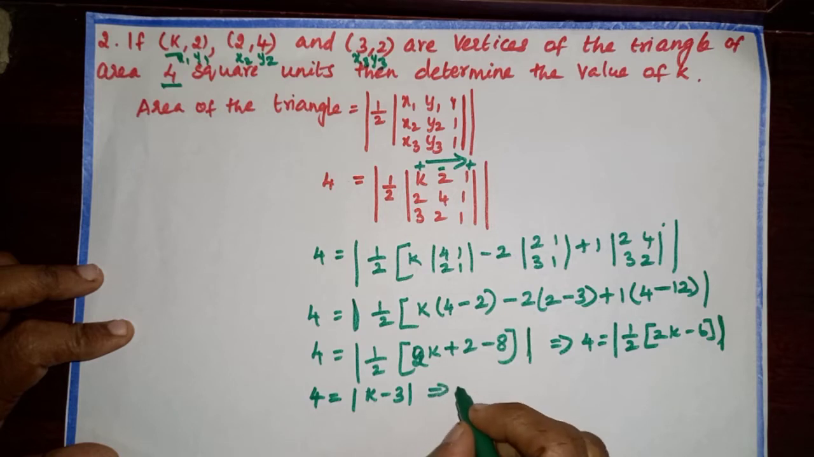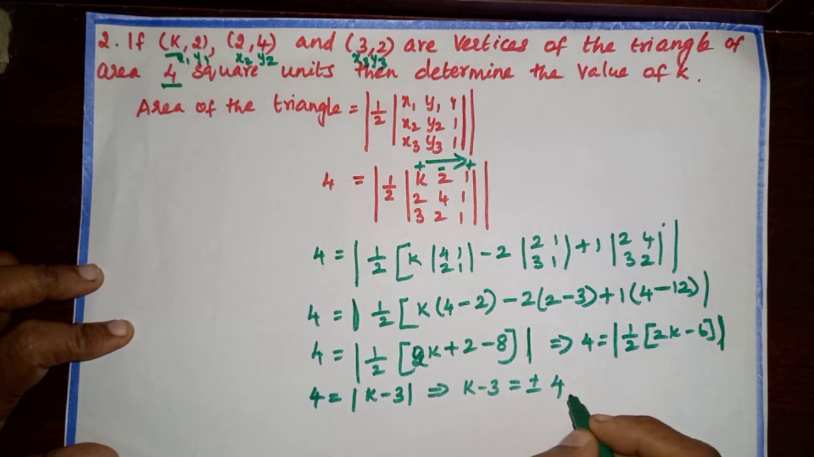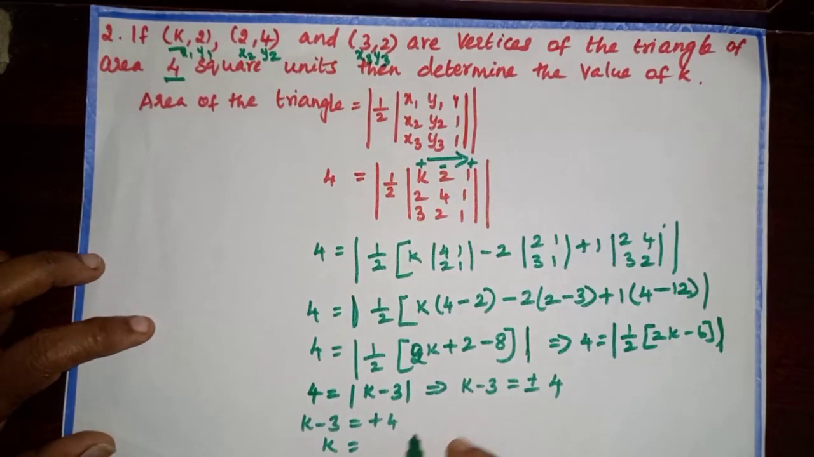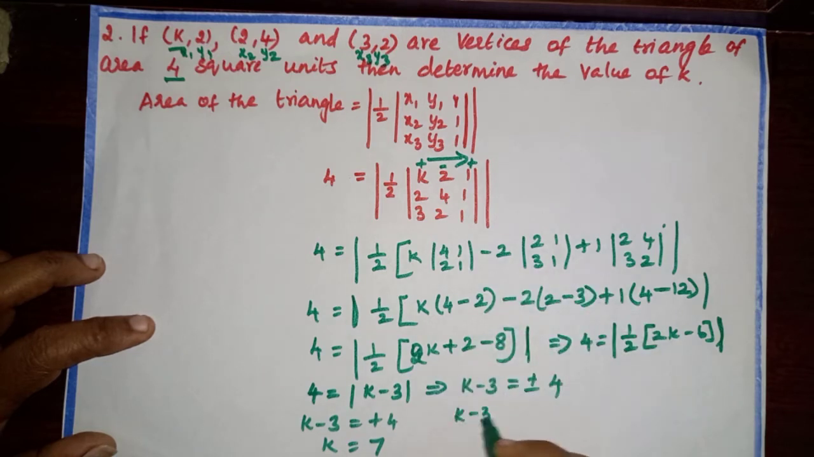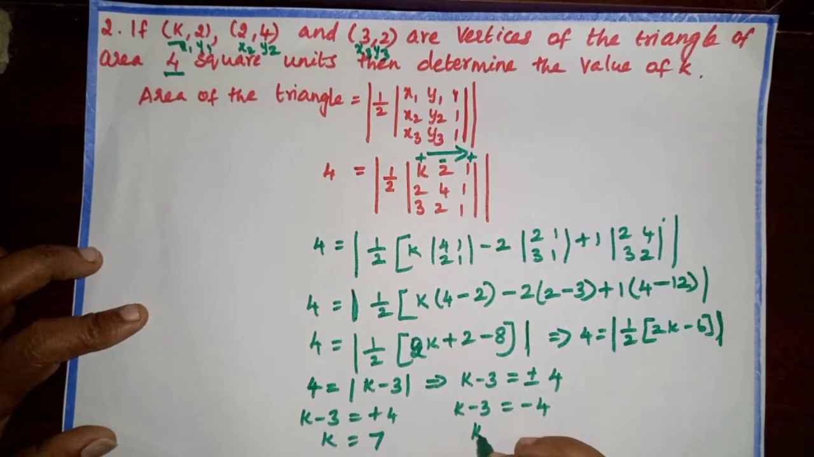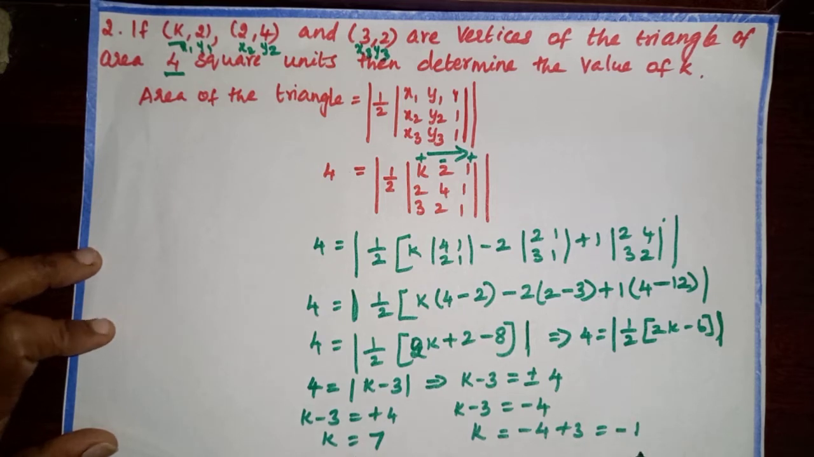Now when I am removing the absolute value, k minus 3 is equal to plus or minus 4. Now I am going to get two values. When k minus 3 equal to plus 4, then k equal to 7. K minus 3 equal to minus 4, then k equal to minus 4 plus 3, which is equal to minus 1. Therefore, the k value equal to 7 and k is equal to minus 1.